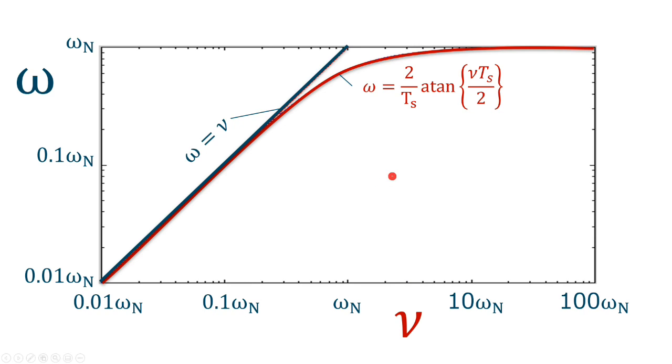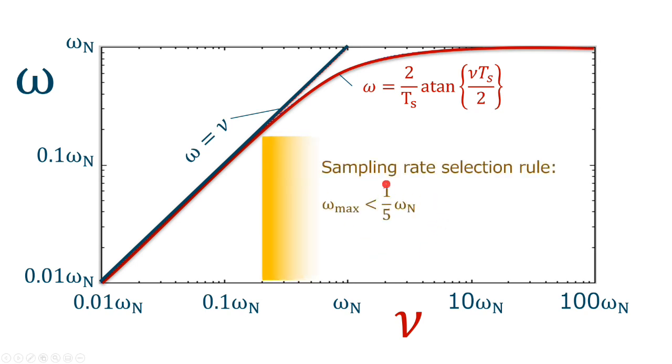And the relationship between these two frequencies is like this arc tangent. So you see that frequency omega has this limit in the Nyquist frequency, and this represents infinity in this new frequency. But we can also see that when we are operating at a sampling rate that complies with the selection rule of the maximum frequency being less than 1/5 of the Nyquist frequency, that's because we are not working with perfect reconstruction, remember that. You can see that for that part, omega and nu are pretty much the same.